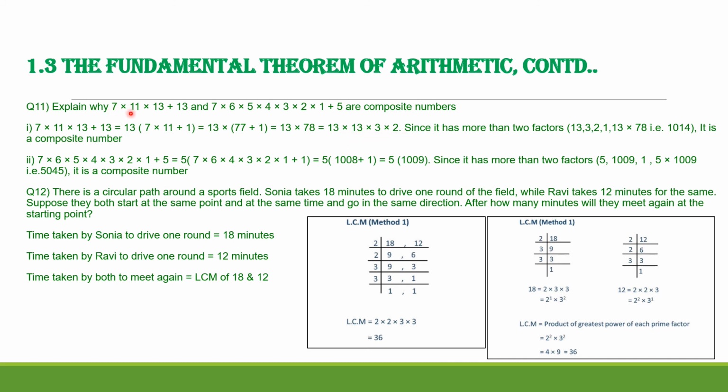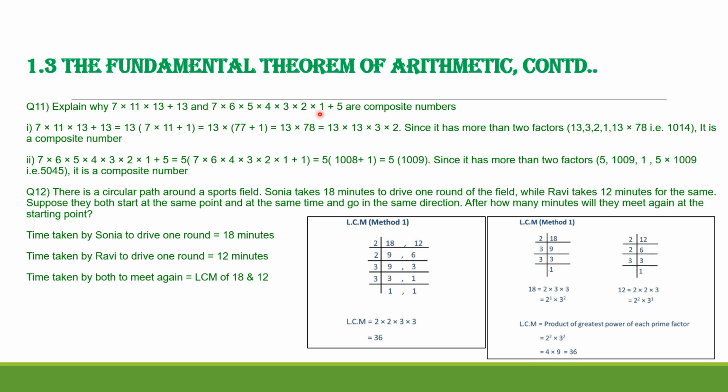So we have entirely written the first number in the form of prime factors. Now you can notice that it has 13 as a factor, 3 as a factor, and 2 as a factor. So it has more than 2 factors. That is why we can say that it's a composite number.